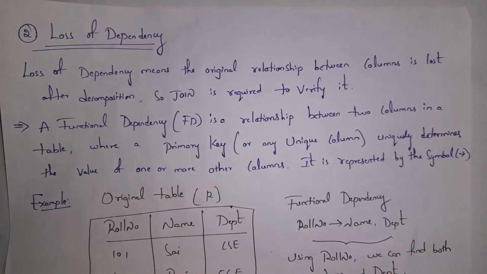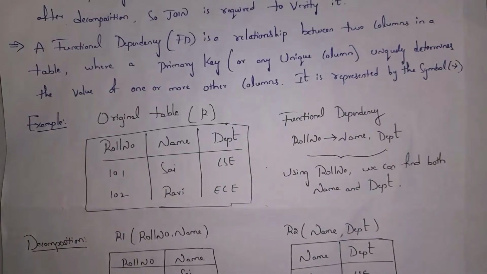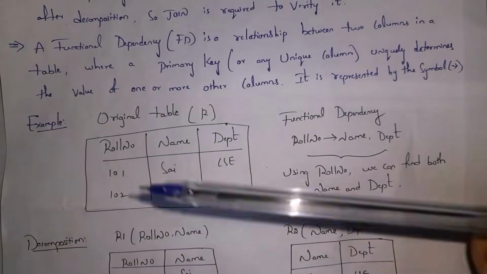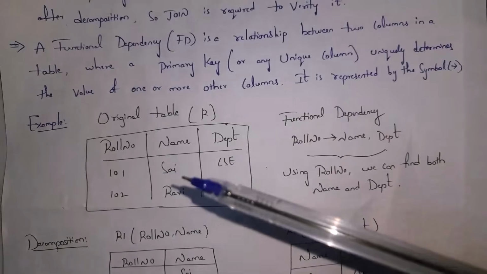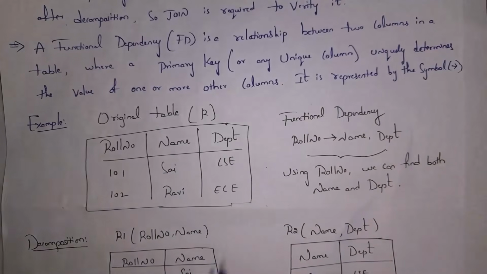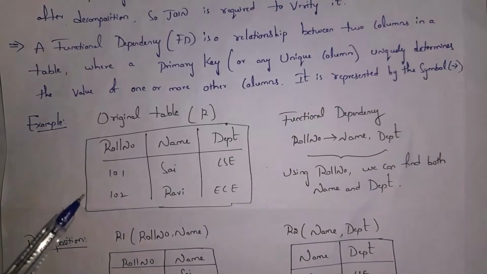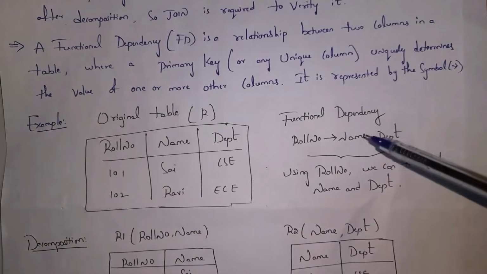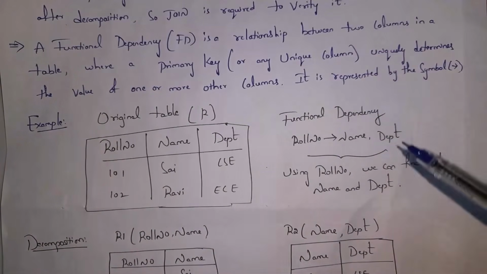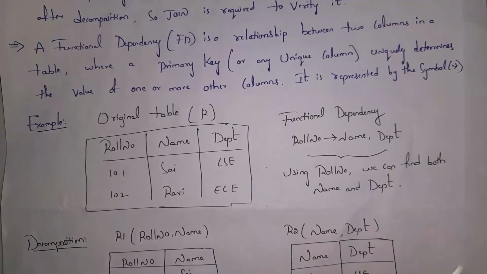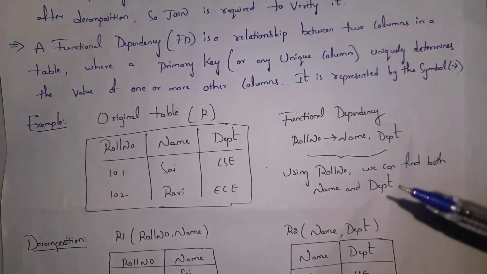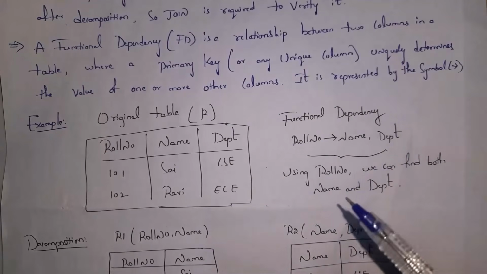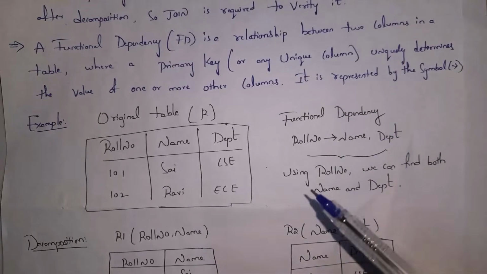Guys, for example, this is my original table which contains roll number, name and department. Many persons can have the same name and many persons can have the same department. But if you observe the roll number column, each and every person has a different roll number. As roll number is unique for each person, the name column will depend on roll number and the department column will depend on the roll number column. So by using the roll number column, we can find both name and department. So functional dependency means the name and department columns both depend on the roll number column. This is the meaning of functional dependency.